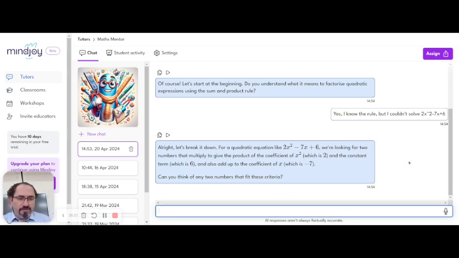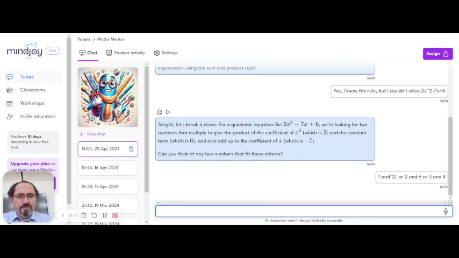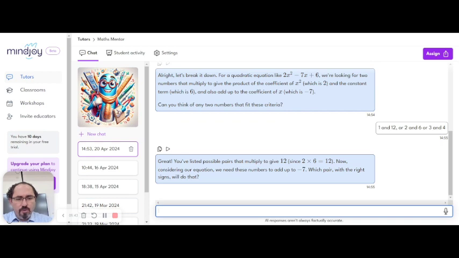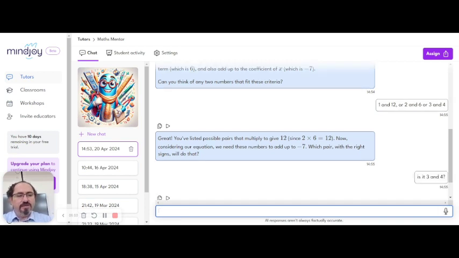Well, 2 times 6 is 12. So, 2 numbers that multiply out to 12 is 1 and 12. Now, which pair with the right sign will give me -7? Of course, it's going to be 3 and 4. Is it 3 and 4? Let's make a mistake here. It must be -3 and -4.